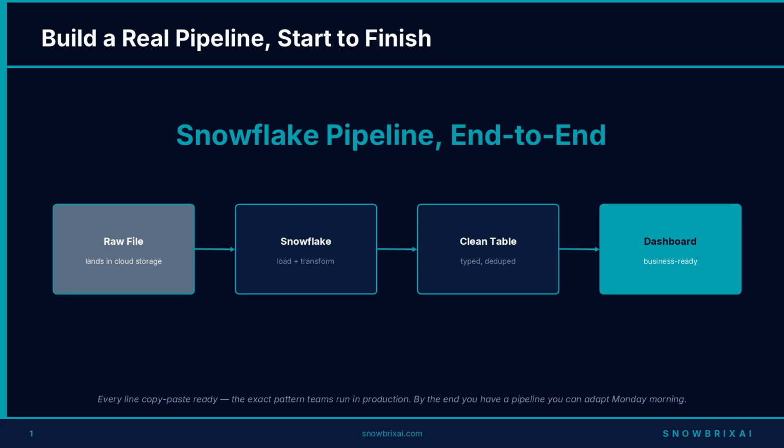So today we are going to build that exact pipeline together, start to finish, from a raw file sitting in cloud storage all the way to a clean table feeding a chart, running on a schedule. Every line is copy and paste ready. This is the real pattern teams run in production. By the end, you will have a working pipeline you can adapt Monday morning.